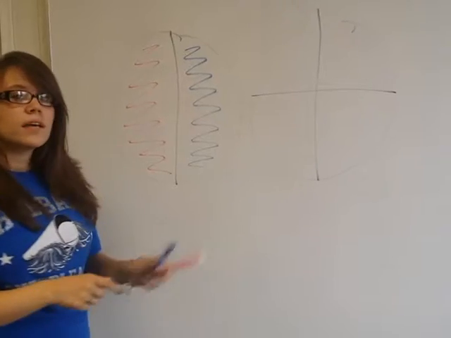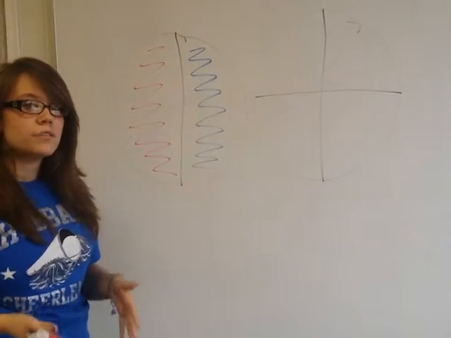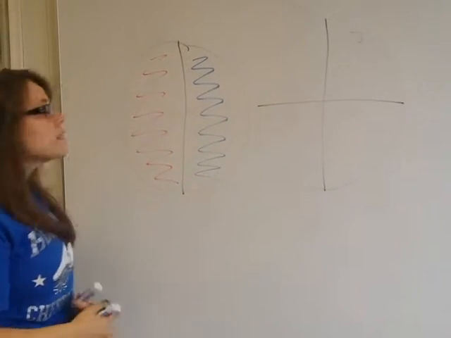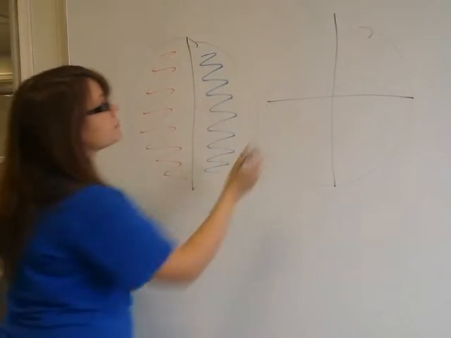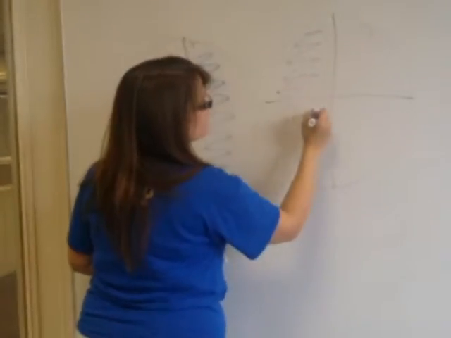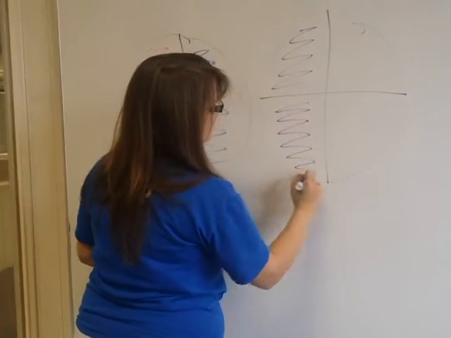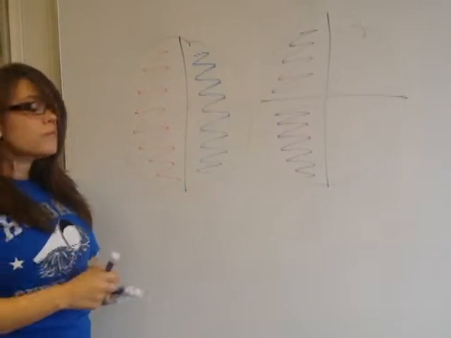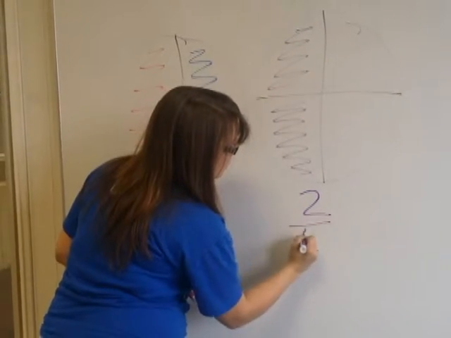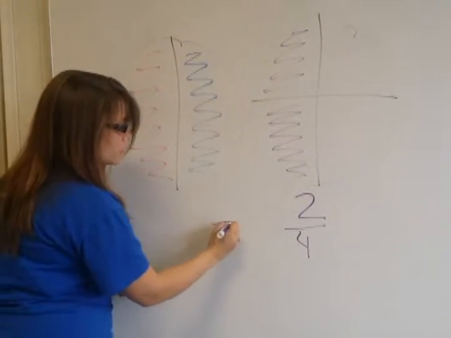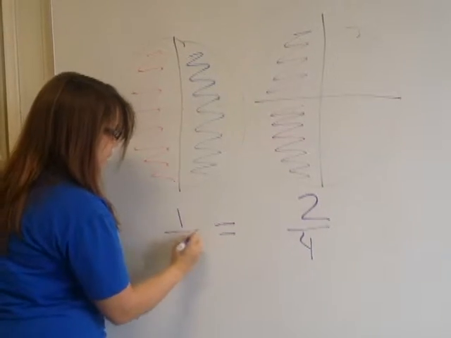Next, you have the pie that's cut into 4s. How do you make that into a half? Instead of just giving them 1 piece, you would give them 2 pieces. That way, you know that 2/4 is going to be equal to 1/2.